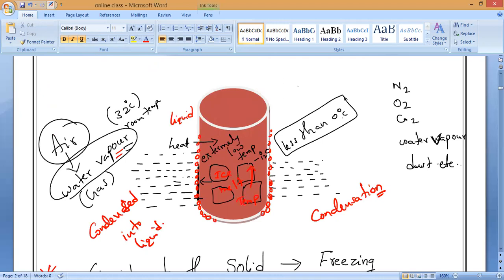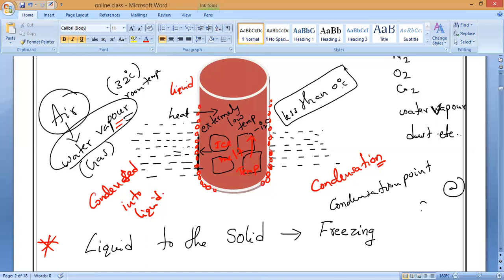Now, same way, remember a temperature at which the water vapor converts back into liquid, or any substance from gas to liquid, that point is called the condensation point. At a particular temperature where gas will start converting into liquid is called the condensation point. Is it okay, guys? Please respond. Now, what is the condensation point of water?